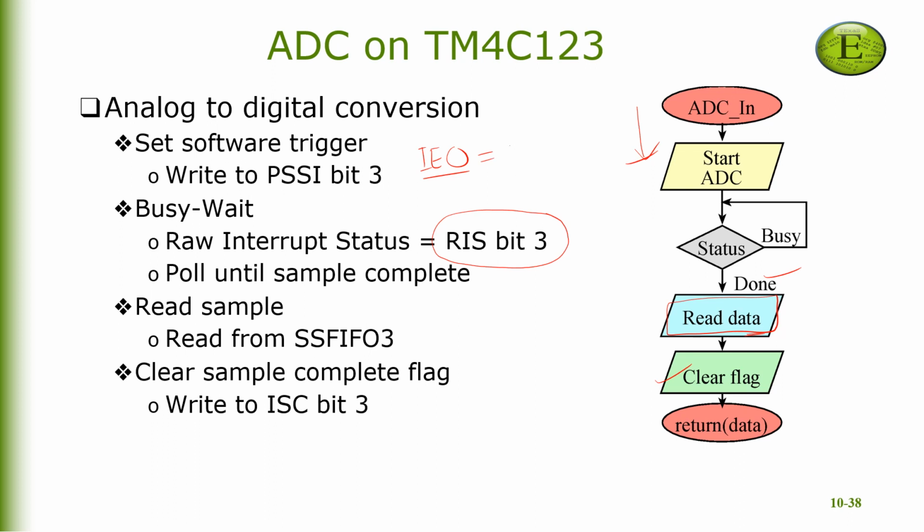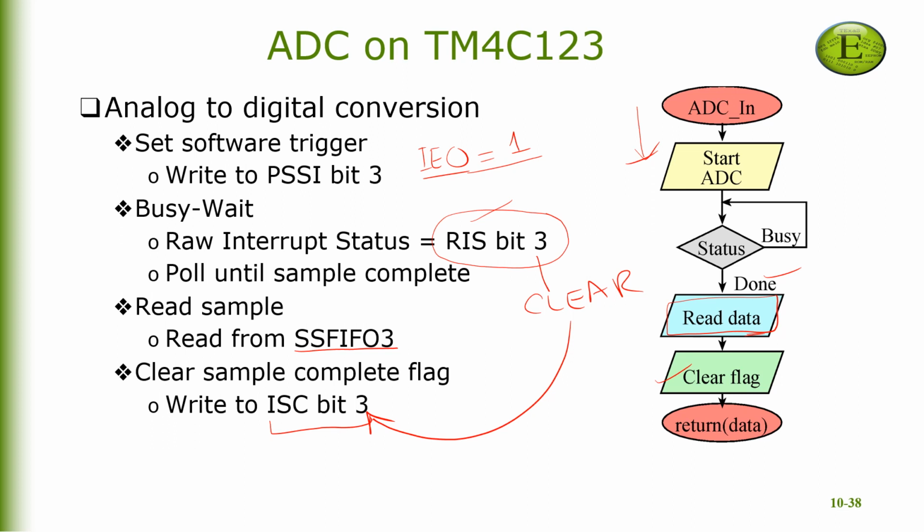Therefore, because this bit is set in the program that we have just seen before, we are going to acknowledge the notification that the ADC has completed the conversion, and then we are going to write to bit number 3 of the interrupt status clear register to clear this bit. So we're going to clear this bit using ISC register bit number 3. And also we're going to read the corresponding FIFO buffer.